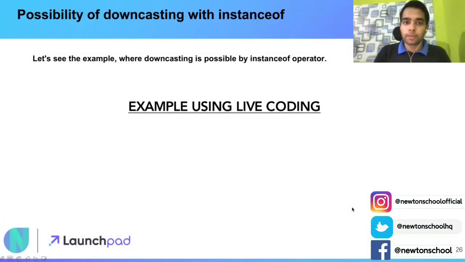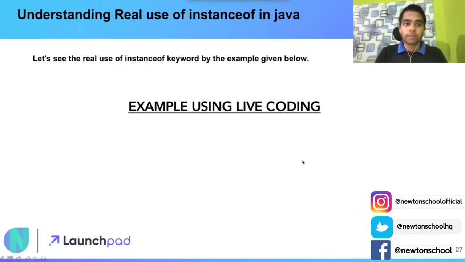So now we have seen the possibility of downcasting with the instanceof operator. Let's come to the last part, which is understanding the real use case of instanceof in Java. We have seen the instanceof operator. One example is that we can downcast using it, and second, it can tell me the type. The type can be a class, subclass, or an interface. Now let's see the program to understand the real use of the instanceof keyword with an example.